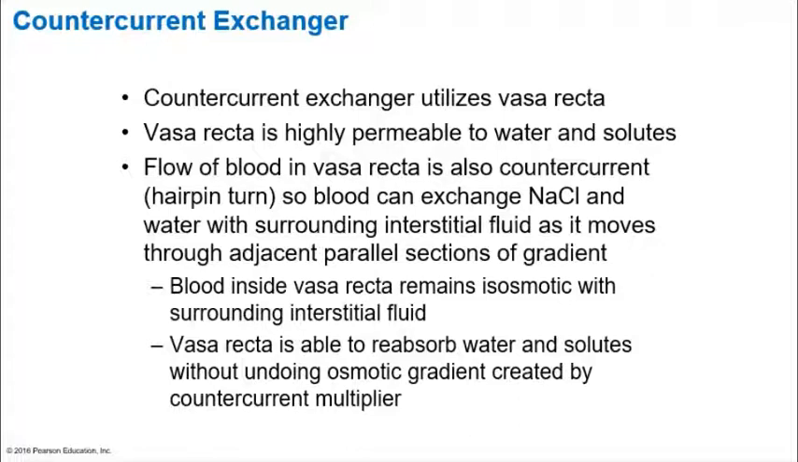And now we got to talk about the countercurrent exchangers. How do the vasa recta help to keep the cortex dilute and the medulla concentrated? So again, it's a countercurrent. So your vasa recta has fluid, in this case blood, moving in opposite directions in its ascending and descending limbs, and they're connected by a hairpin turn.